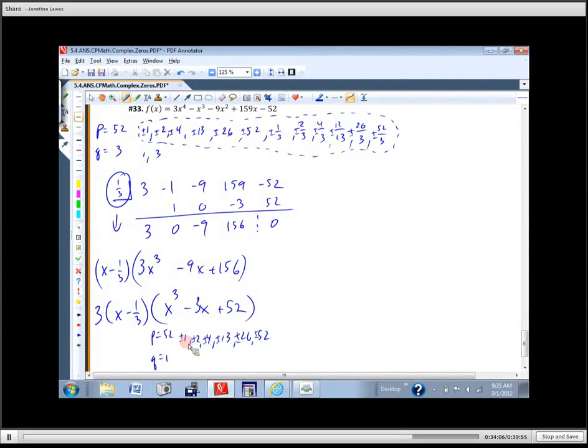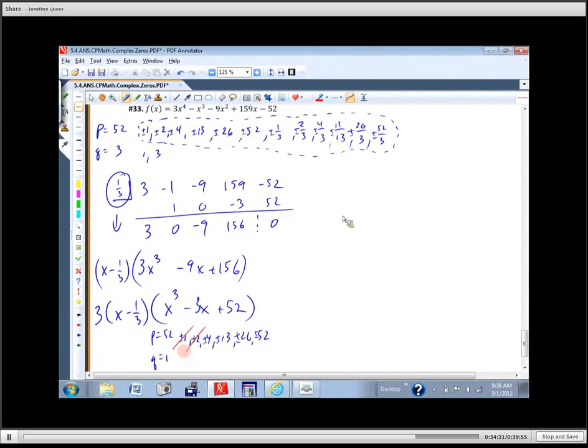Didn't we already check 1 and negative 1, 2 and negative 2? If they didn't work in the original one, is there any way they're going to work in this piece right here? Nope, so we can cross those off. So should we try 4?